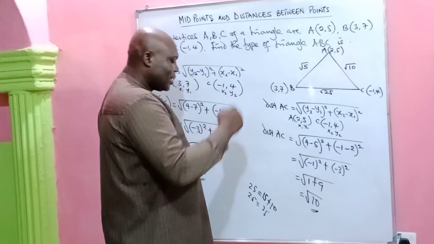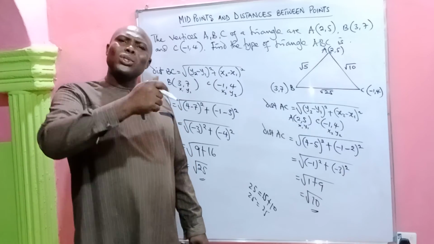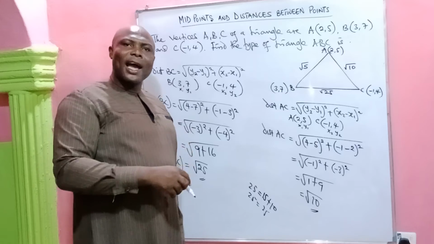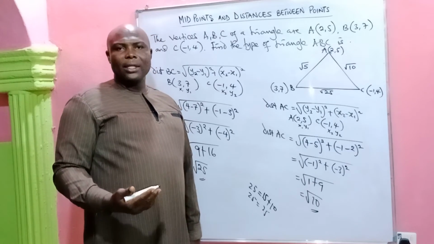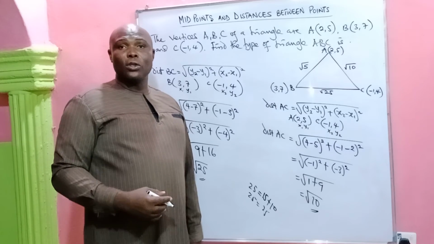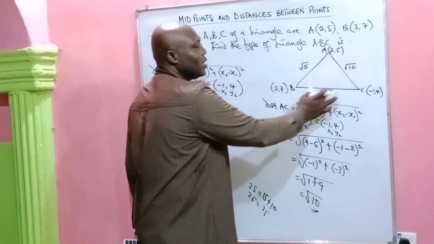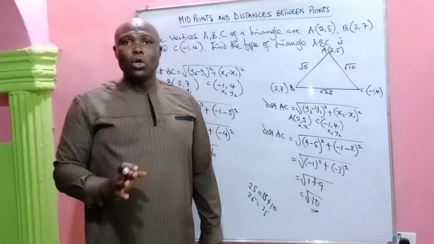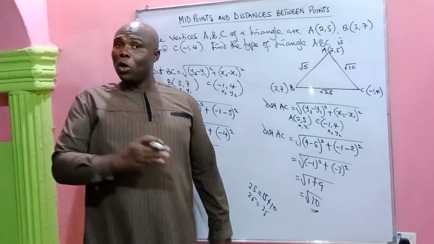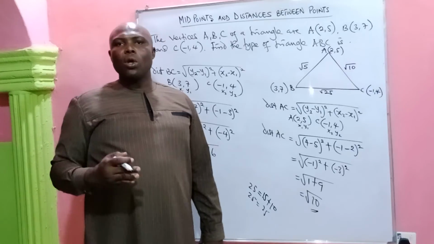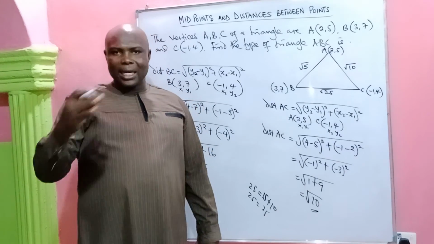Why? Because the three sides are different. That makes it a scalene. But the three sides also satisfy what we call the Pythagoras theorem, as I've taught before now. So you can say the scalene triangle is also right angle. But in this case, this scalene triangle is not right angle because these three sides do not satisfy the condition of Pythagoras theorem, which is that the square of the longest side, the hypotenuse, is equal to the sum of the squares of the other two sides, the opposite and the adjacent.